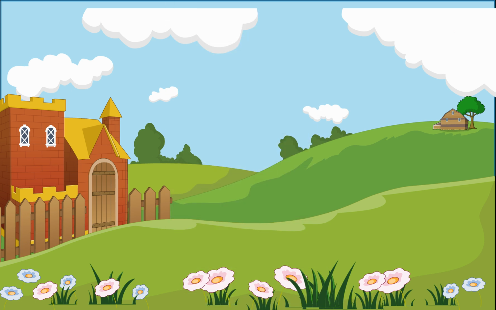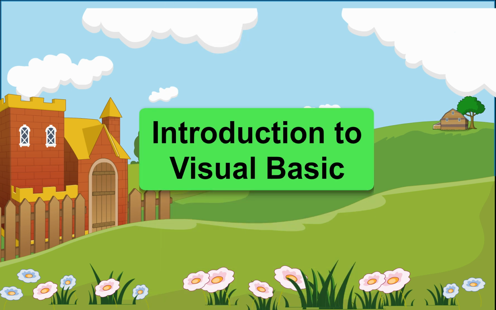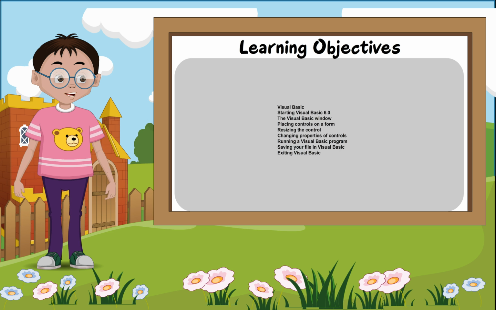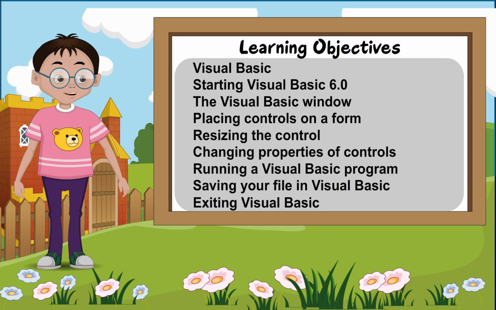Chapter 6: Introduction to Visual Basic. Learning Objectives: Visual Basic, starting Visual Basic 6.0, the Visual Basic window, placing controls on a form, resizing the control, changing properties of controls, running a Visual Basic program, saving your file in Visual Basic, exiting Visual Basic.